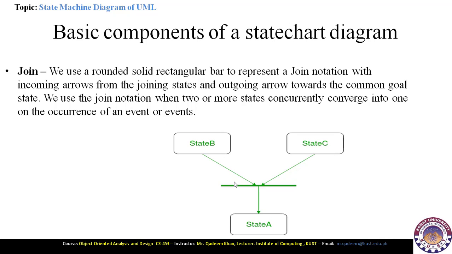Next one is called joining. The joining is the opposite of the fork. Here a round solid rectangle bar is used to join the states. So for example, two different states are executed, then the output of these states joins towards one single state. So there are incoming arrows from the joining states and outgoing arrows towards the common goal state. We use the joining notation when two or more states concurrently converge into one on the occurrence of an event or events in the state transition diagram. So this is called the joining of states.